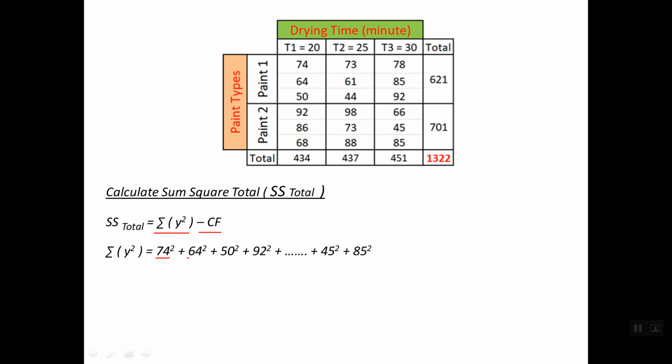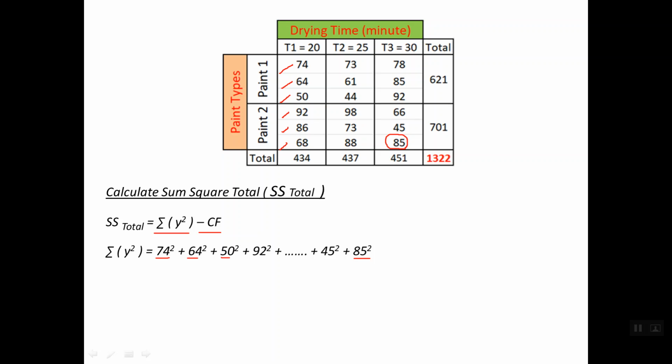We get 74 squared plus 64 squared plus 50 squared, till you reach the last observation, which is 85. So this is the first observation in the table, it is 74. This is the second, 64. This is the third, 50. This is the fourth one. This is the fifth. This is the sixth. And the last one is 85. So you should square all of these observations in order to get the summation of y squared.